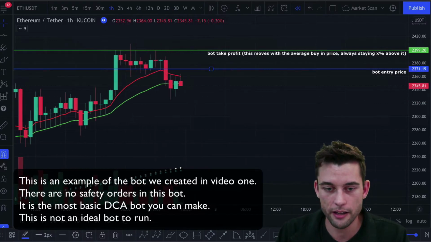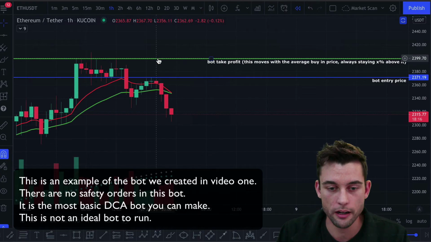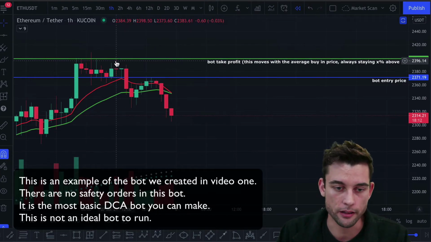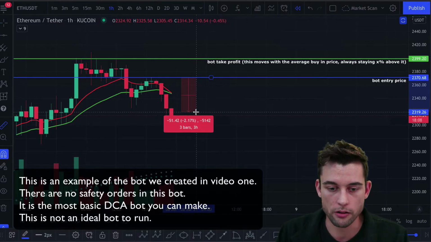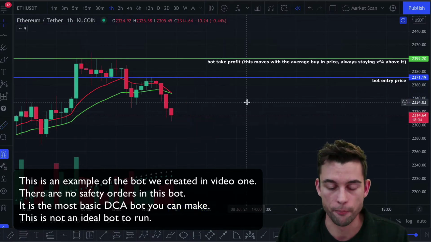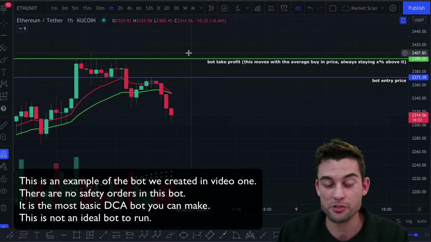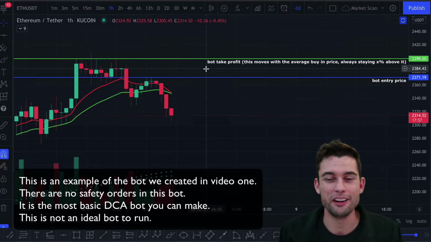Keep on pressing play. At this point, the bot would have bought right there, and the new take profit would have been somewhere up here. Let's just say that it never touched it. Then you would be at a loss of about 2.5% right now, and you have to wait until the price comes back up to your take profit. That is the simple bot with no safety orders that we created in video 1.